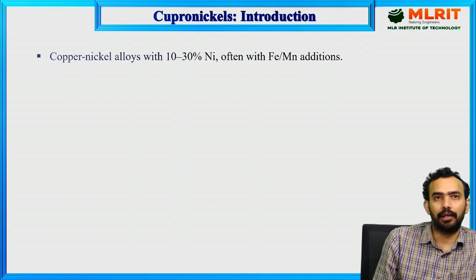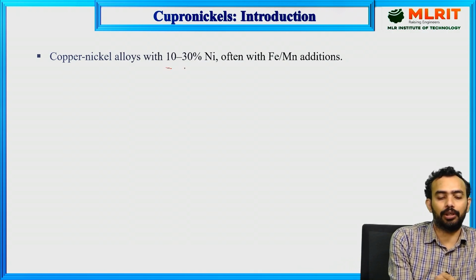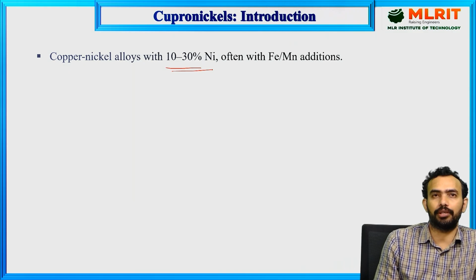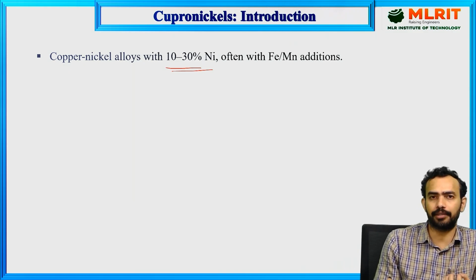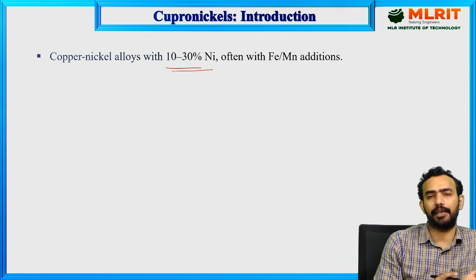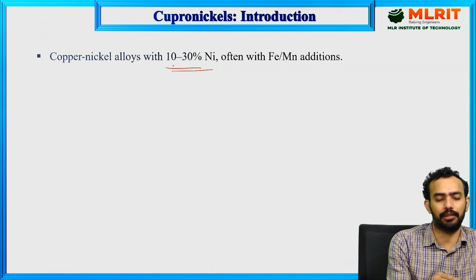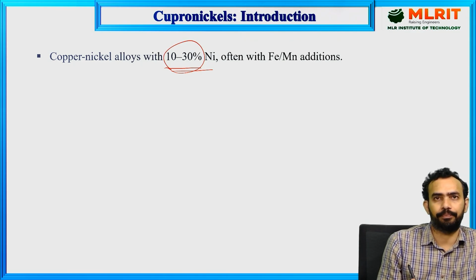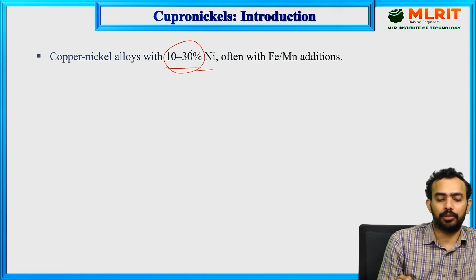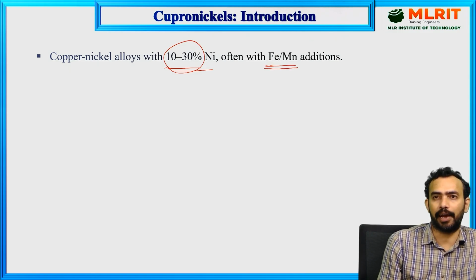So copper nickel alloys have 10 to 30% nickel composition in the copper. Copper is the matrix and nickel is added as an alloying element. So the weight percentage of nickel that is added is 10 to 30%. In addition to the nickel, we could also see additions of iron and manganese.